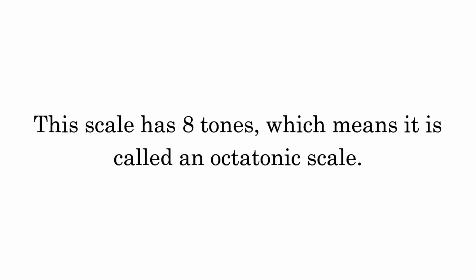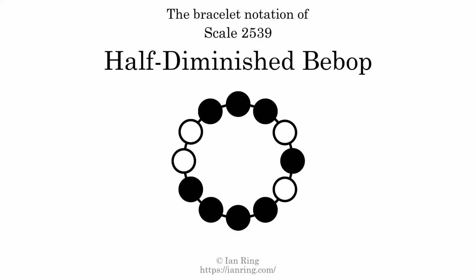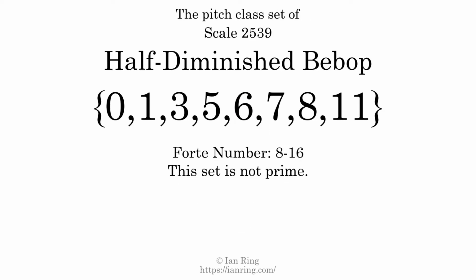This scale has 8 tones, which means it is called an octatonic scale. This is a bracelet notation diagram of scale 2539. The shaded circles represent tones that appear in the scale, and they are read clockwise, starting at the top. The pitch class set for this scale is 0, 1, 3, 5, 6, 7, 8, 11. The forte class is 8-16. This set is not prime.